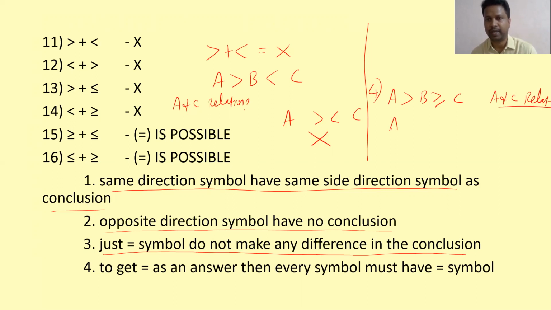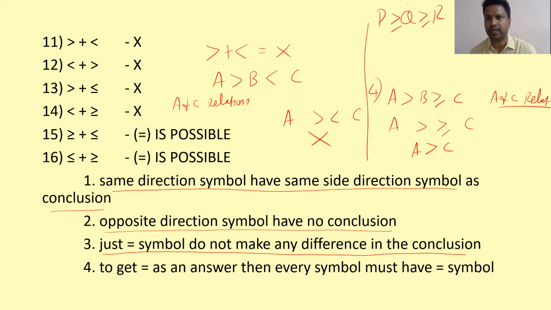How to do it? So A and C, write only symbols. Okay, symbols are in same direction, so I can say same direction conclusion, right? But this is having equal, but here there is no equal. So to get equal as one of the answers, every symbol should have equal sign. So this is having equal, this is not having equal, so I can't place equal. So only I can say what? A is greater than C. Okay, A is greater than C. Suppose if I am having like this, P, Q, R.